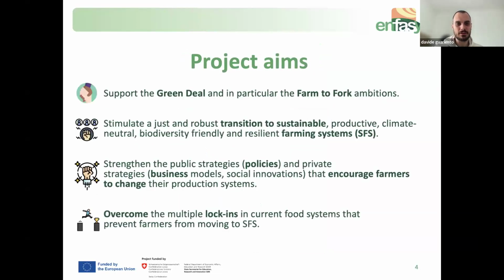The main project aims are to support the Green Deal, and in particular the Farm to Fork ambitions, to stimulate a just and robust transition to sustainable, productive, climate-neutral, biodiversity-friendly, and resilient farming systems, to strengthen the public strategies, especially the policies and private strategies with business models and social innovations that encourage farmers to change their production systems, and finally, to overcome the multiple lock-ins in current food systems that prevent farmers from moving to sustainable farming systems. And you will see how today's presentations are aligned to these aims and how they contribute to achieve them.